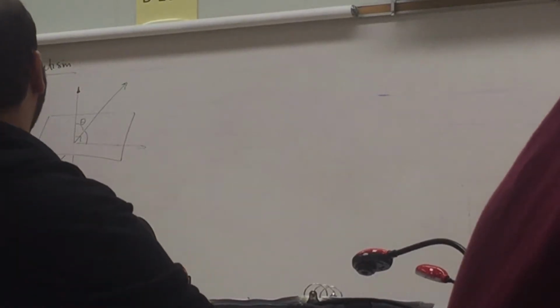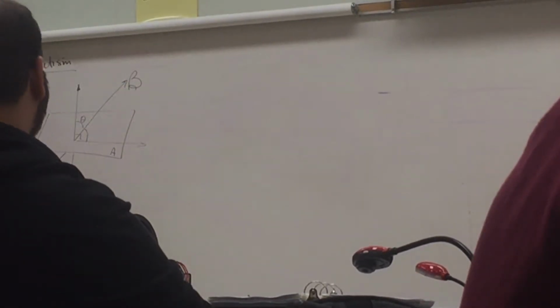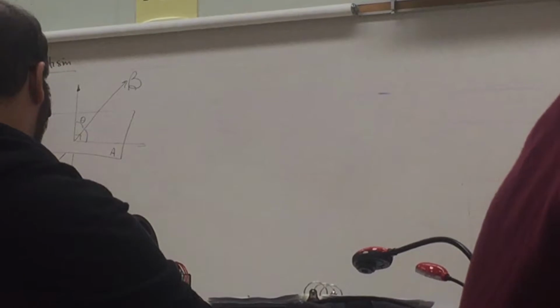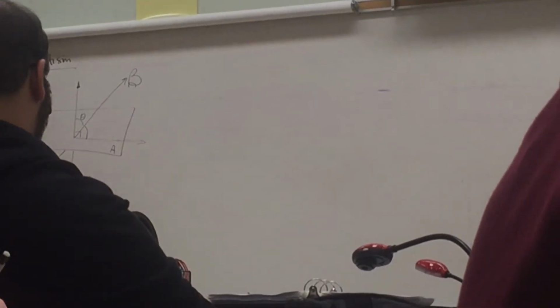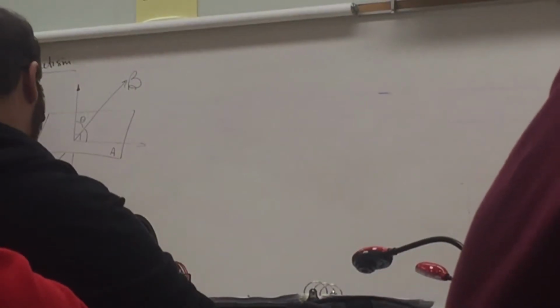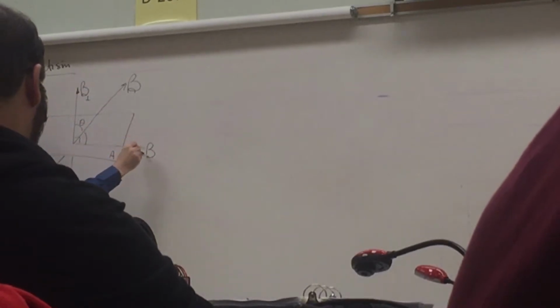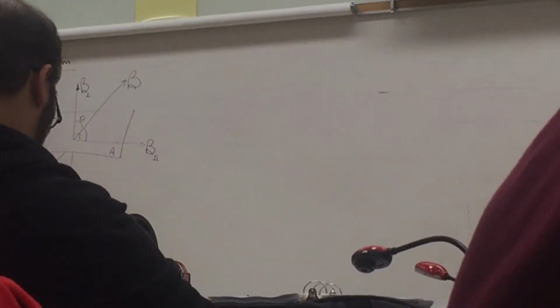So we have a plane. Okay, we have a plane, and we have the magnetic field going through this plane, through this surface area. The symbol for magnetic field is B. It's supposed to be a fancy B. Can we just do regular B? You can do a regular B. Obviously this is B perpendicular, this is B parallel.